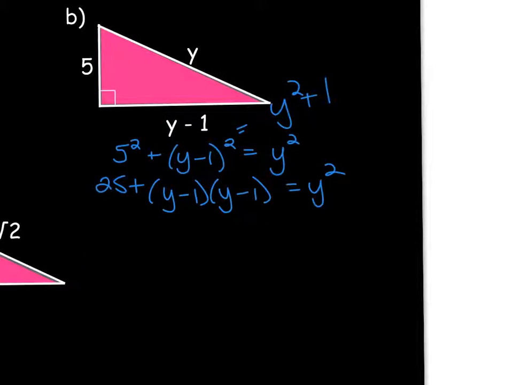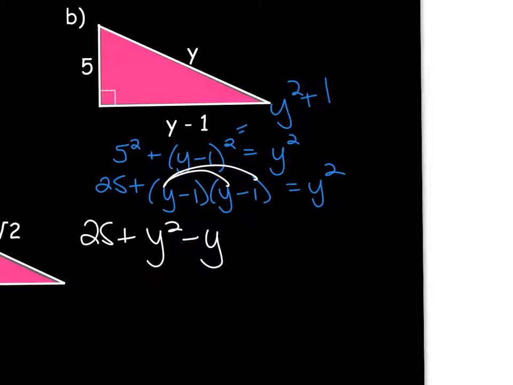I'm going to multiply those first. So I get 25 plus y times y, which is y squared. Outer, negative 1 times y, which is negative y. Inner, negative 1 times y, which is negative y. And last, negative 1 times negative 1, which is positive 1.